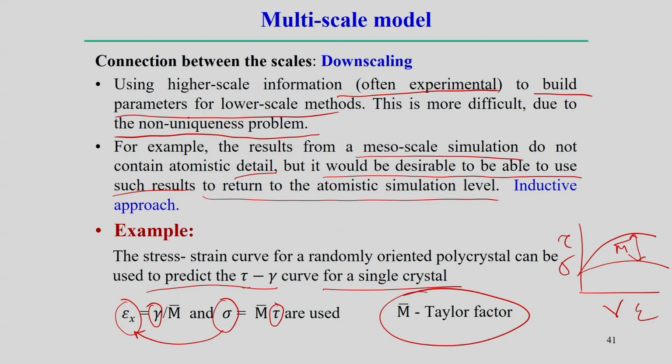types of grain distribution in a polycrystalline material. So, this Taylor factor can be estimated for a randomly oriented polycrystalline material. So, here the downscaling of the modeling approach is not very convincing as compared to the upscaling approach. So normally in the simulation process, mostly we follow the upscaling approach in the case of a multi-scale model.